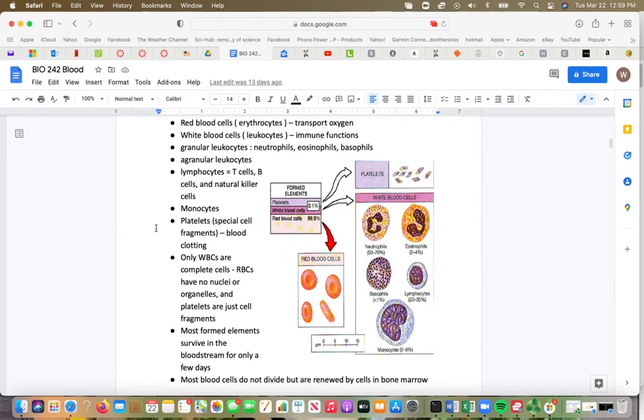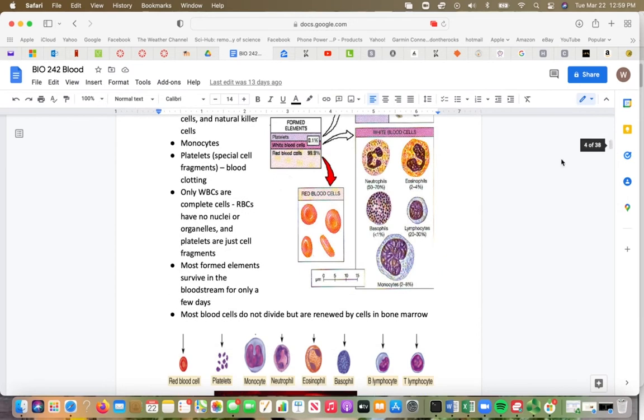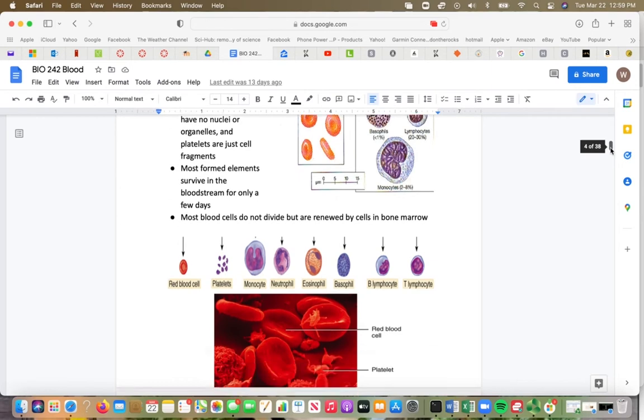We also have monocytes, platelets. Platelets are actually little fragments that we use for clotting. Only the white blood cells are complete cells. Red blood cells have no nuclei and they don't have any organelles. They're really just cell fragments, but they work to do their job. Their job is mainly to transport oxygen. Most of the formed elements will live in the bloodstream for only a few days. So most of the blood cells do not divide, but they are produced by stem cells in the bone marrow.